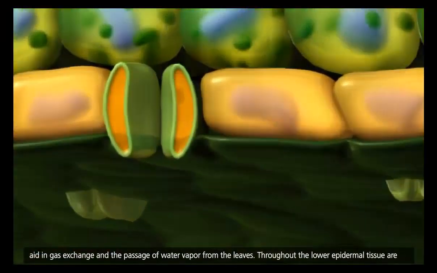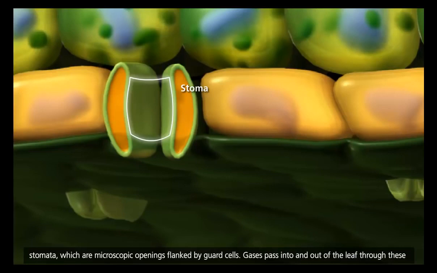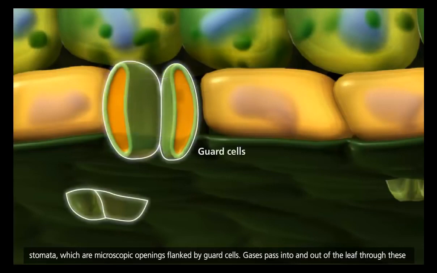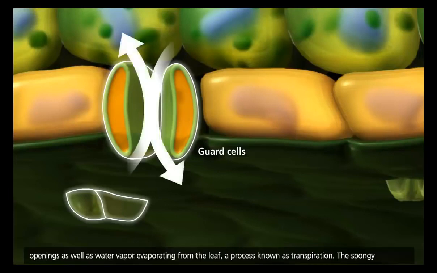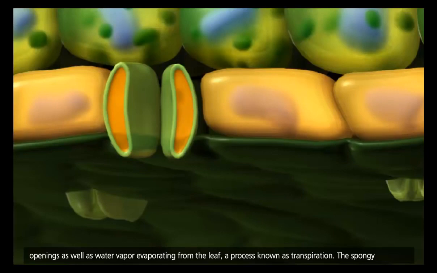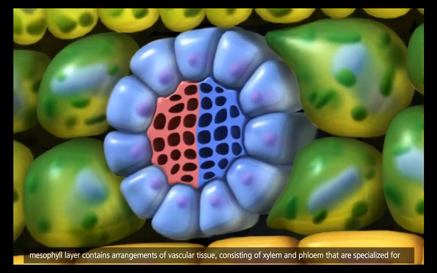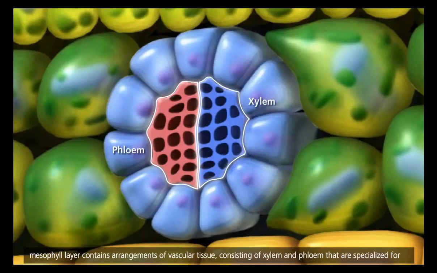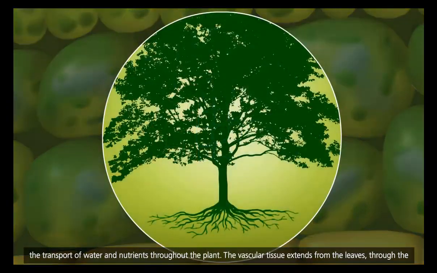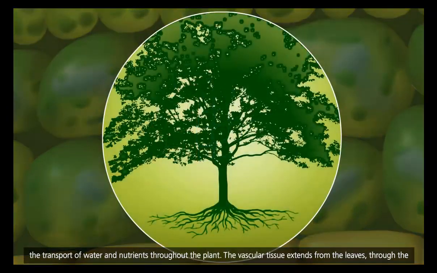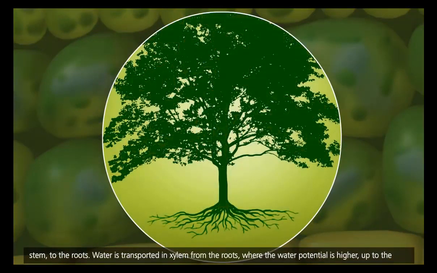Throughout the lower epidermal tissue are stomata, which are microscopic openings flanked by guard cells. Gases pass into and out of the leaf through these openings, as well as water vapor evaporating from the leaf, a process known as transpiration. The spongy mesophyll layer contains arrangements of vascular tissue, consisting of xylem and phloem that are specialized for the transport of water and nutrients throughout the plant. The vascular tissue extends from the leaves, through the stem, to the roots.